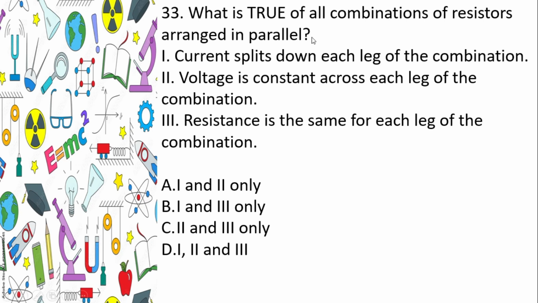33. What is true of all combinations of resistors arranged in parallel? Kung sa daw tinuod sa combination sa tanan sa resistors na naka-arrange in parallel. 1. Current splits down each leg of the combination. 2. Voltage is constant across each leg of the combination. 3. Resistance is the same for each leg of the combination. So remember, ang kaibahan ni series at saka ni parallel na circuit.